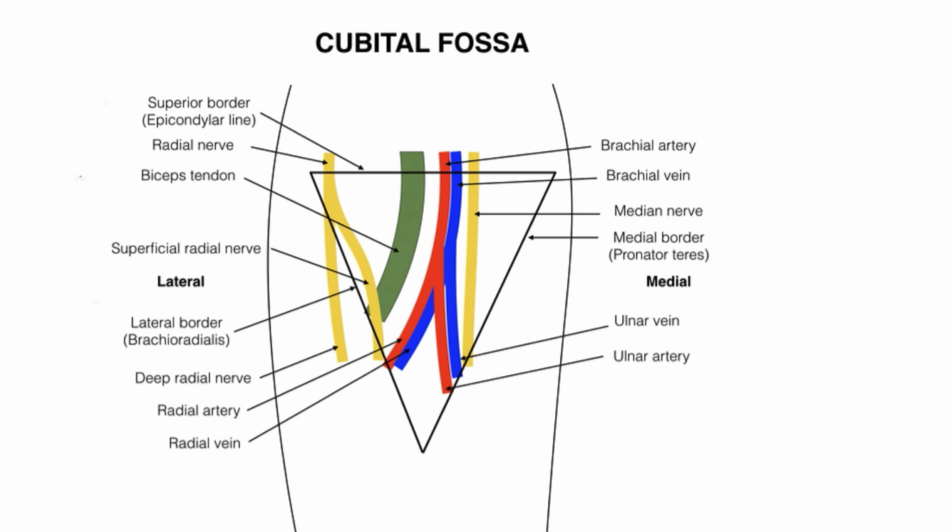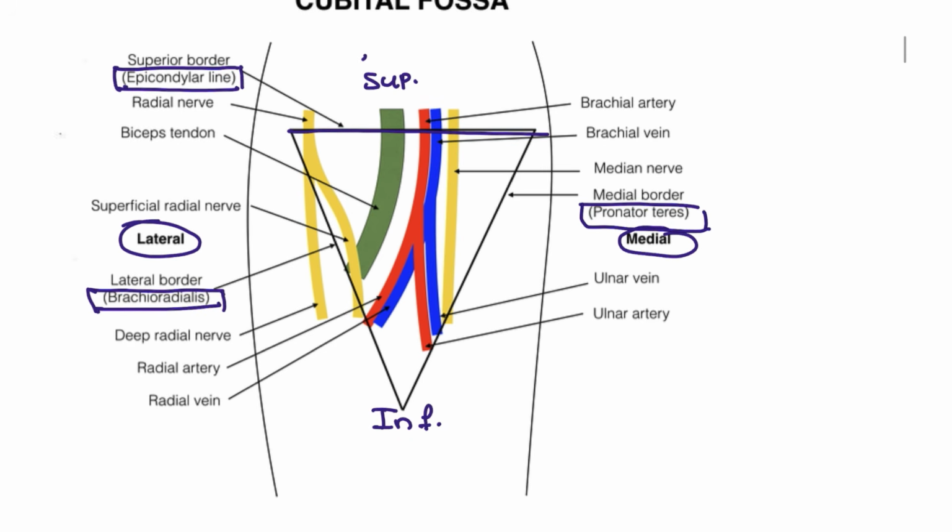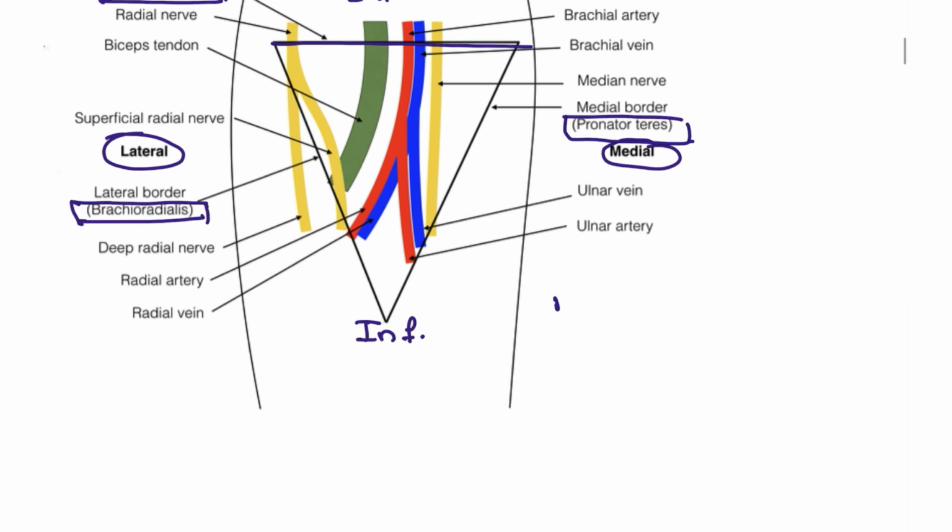Next, moving on to the cubital fossa. Again, what I said, guys, whenever you see these contents, you have to check for the boundaries. So here you can see this is the superior boundary, and this is the inferior, this is the lateral, and here the medial. And again, what are the boundaries? The first boundary that is formed above is the epicondylar line. And what is the boundary on the lateral side? That is the brachioradialis muscle. And on the medial side, it is the pronator teres muscle. Right, these are the three boundaries. So the contents that we have to know here are from the medial to the lateral side.